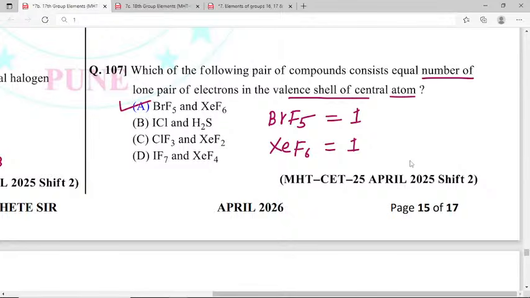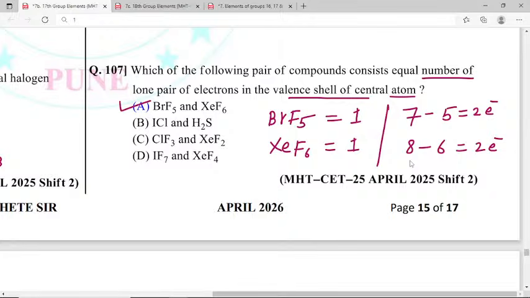BrF5 has 1 lone pair. How is it 1 lone pair? Bromine has 7 valence electrons. 7 minus 5, so that's 2 electrons, which is 1 pair. And xenon has 8 electrons. 8 minus 6 becomes 2 electrons, which is 1 lone pair.